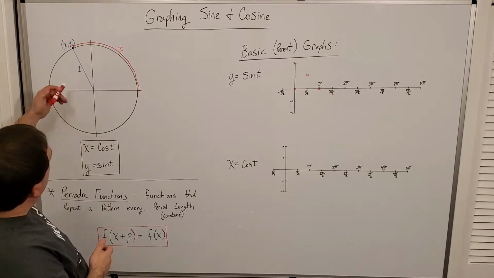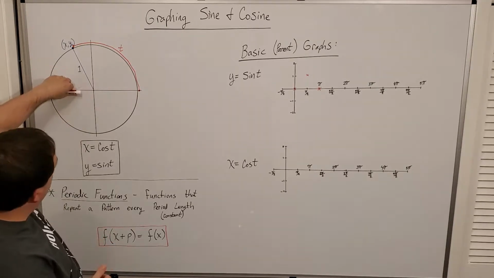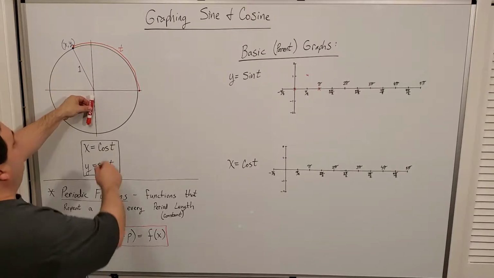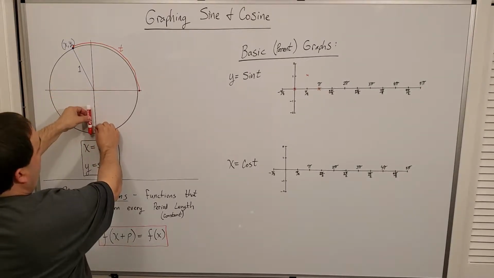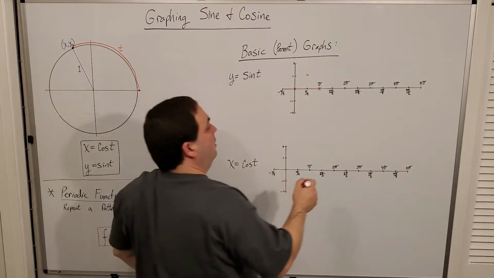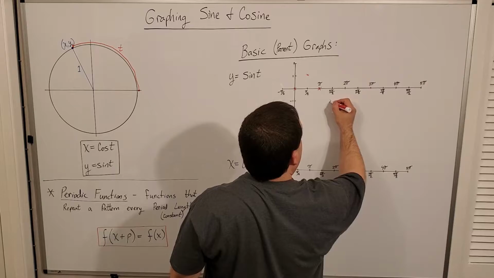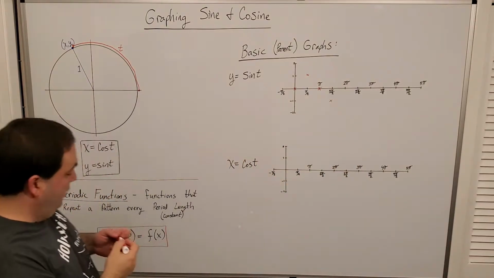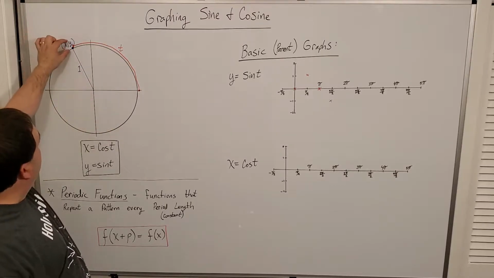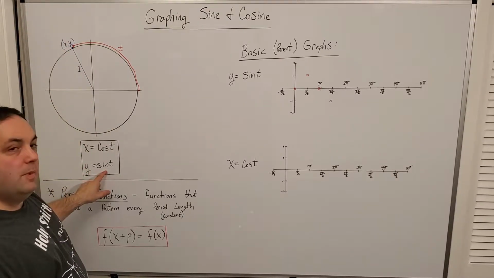As I continue to rotate down this way, I'm at 180 degrees and I'm going to rotate to here. My y value goes down to -1. All I'm doing here is looking at the y value of these points, by the way. I'm looking at the points on the circle, but I'm only considering the y value because that's my sine function.